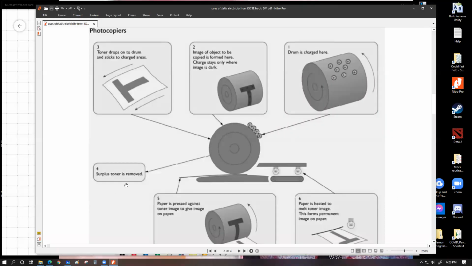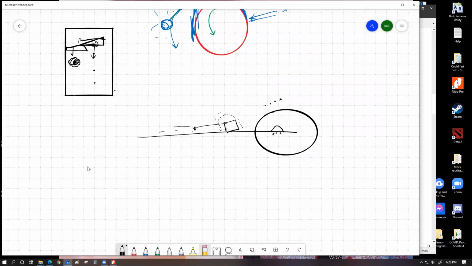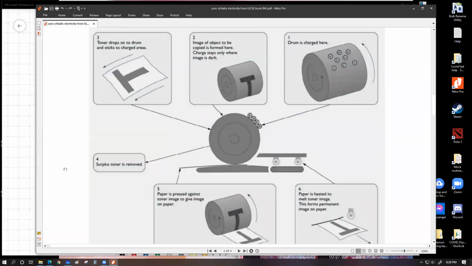So here they have mentioned surplus toner is removed. They haven't shown you any mechanical device. Surplus toner is usually removed using a mechanical device. It's just like a scraper. It scrapes off the excess paint which is not required, and then we do this.